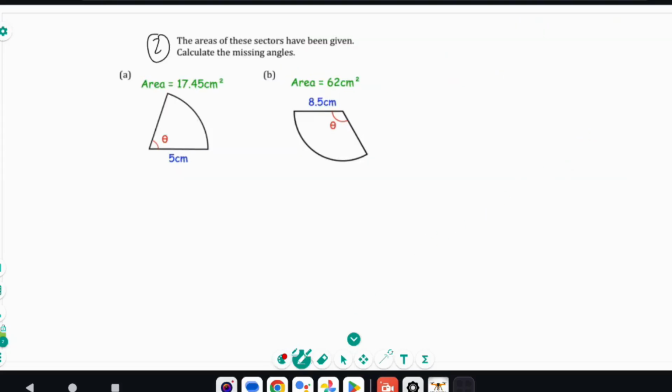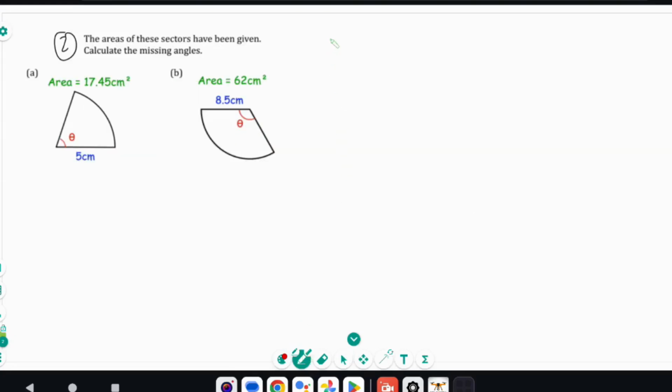I'm just going to put these next two on a fresh page. This time we have a missing theta. So for part A, theta over 360 times pi times 5 squared, 17.45, times both sides by 360, gives us theta times 5 squared is 25, so 25 pi.